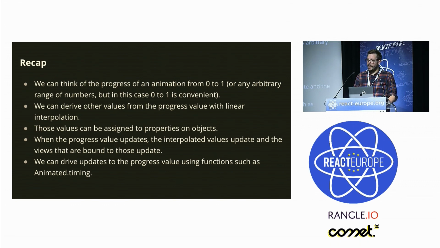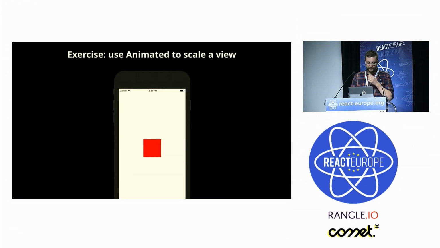When the progress value updates, it then updates the interpolated value, and then the views that are bound to that value are updated. And they're actually updated without doing setState. It's a more efficient update mechanism than that in most cases, and that's one of the benefits of using this library. We can drive updates to the progress value by using functions like Animated.timing, and we'll see a couple more that we can use as well.